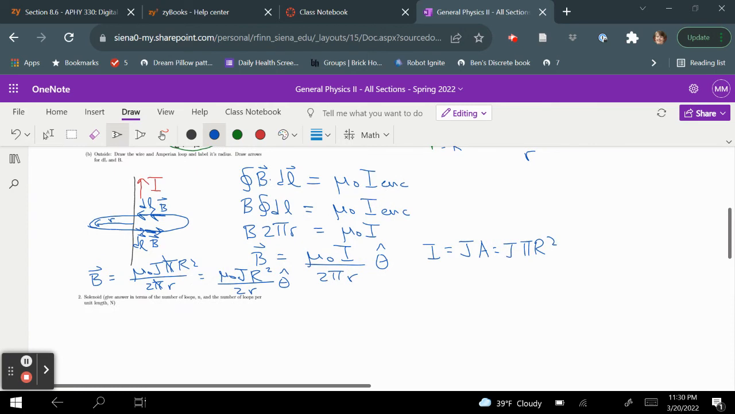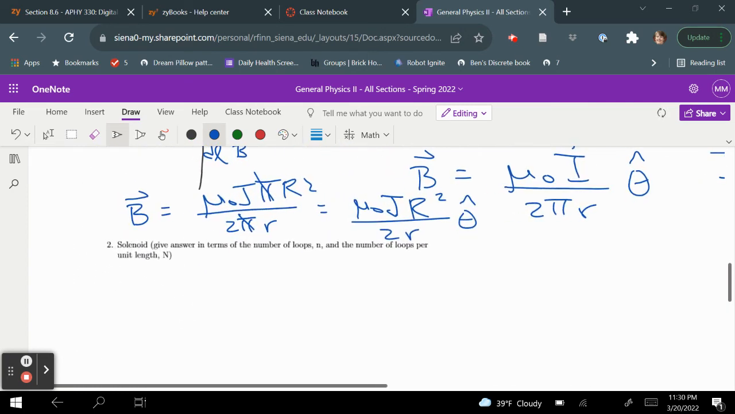Okay, so the next problem says that we have a solenoid. A solenoid is just a sleeve like this with wire going around it with current running through it. So we'll do something that looks like this. Make this go in front. That's not quite right. So we're going to go like this.